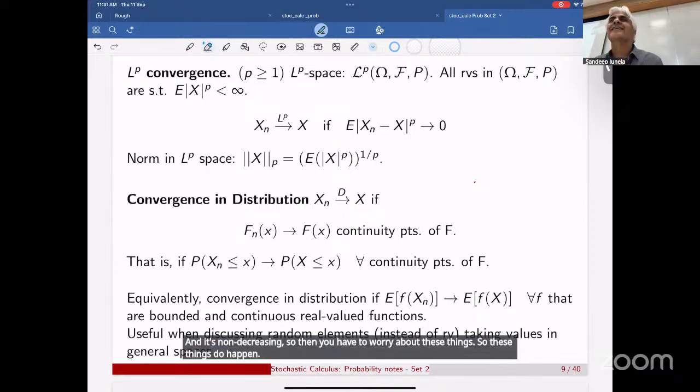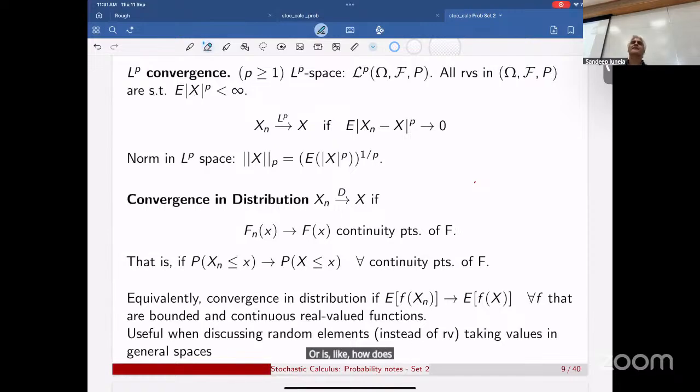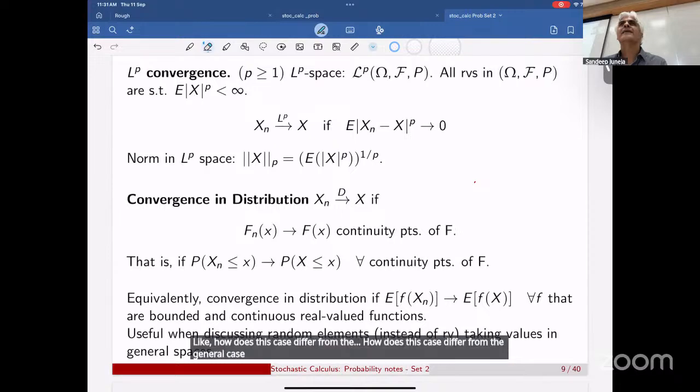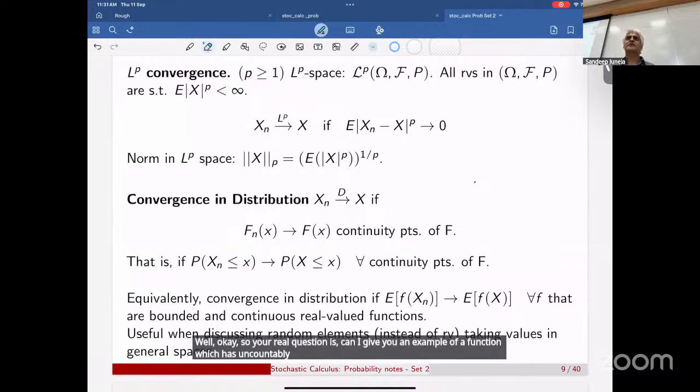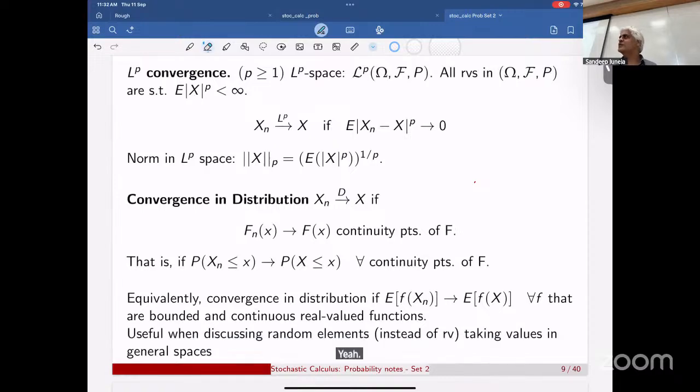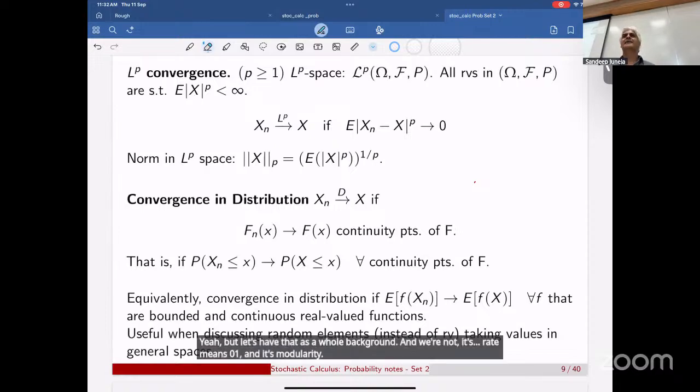How does this case differ from the general case, where we can have an uncountable number of discontinuities? Well, okay, so your real question is, can I give you an example of a function which has uncountably many discontinuities? Yeah, Anirban, so let's have that as a homework problem. But not if its range is [0, 1] and it's monotonic. Still can. You can easily have uncountably many.